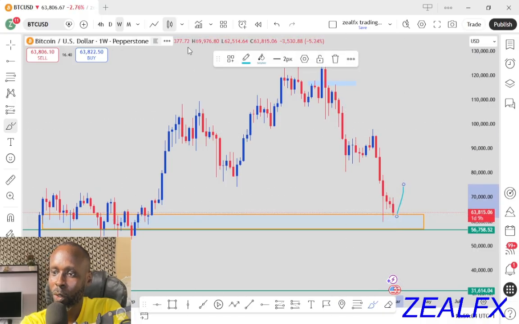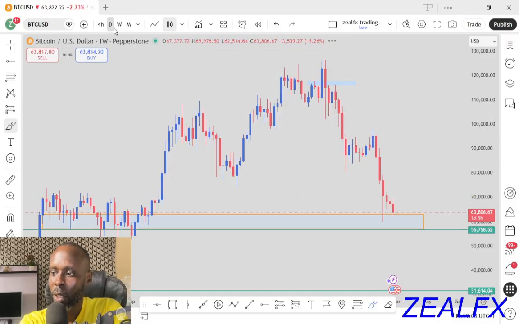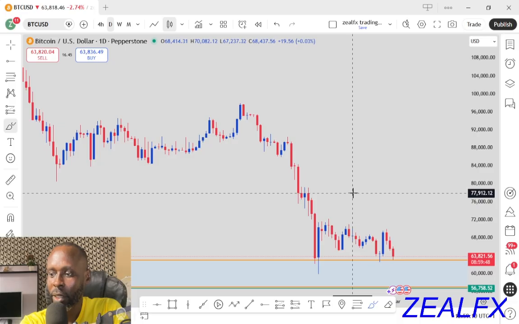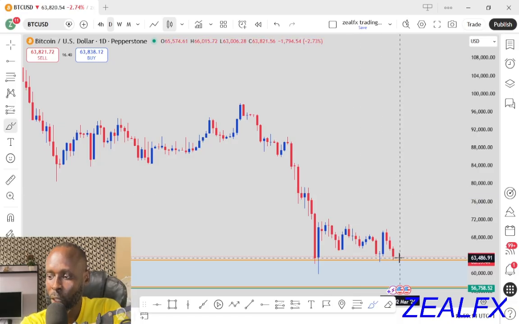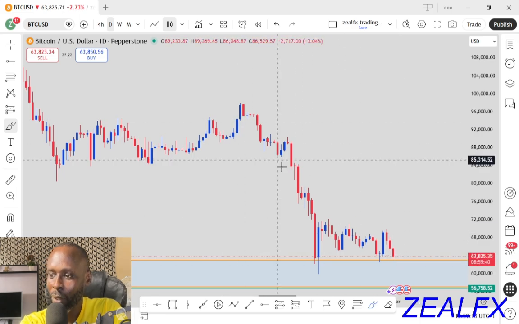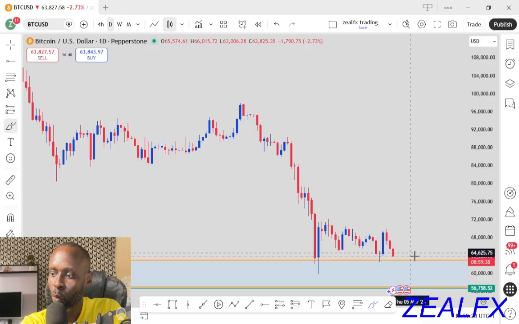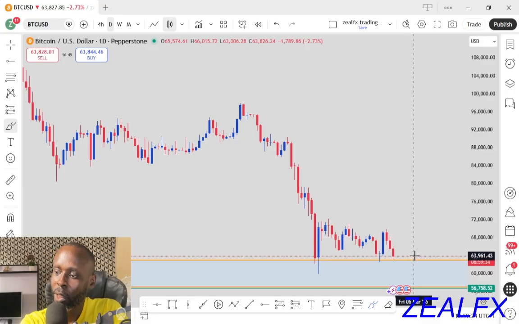So let's go back to the daily chart of the BTC USD. On my daily chart, you can clearly see that price is currently on its daily support and also on a weekly support level. But we have this downtrend structure, so we still need to look for more bearish opportunity for the BTC USD.